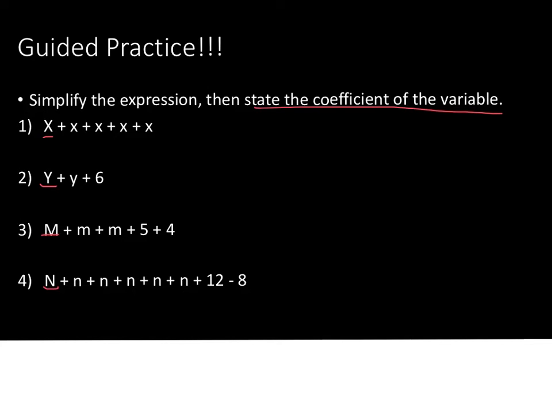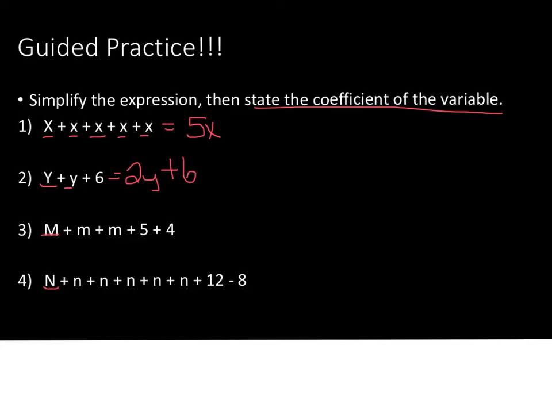So first of all, I have x plus x plus x plus x plus x. So that's the same thing as 5 times x, or 5x. The next one I have y plus y plus 6. Now I can go ahead and combine y plus y to be 2y, but I cannot combine 6 with it, so I'm just going to say 2y plus 6.